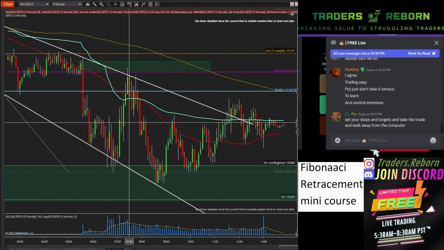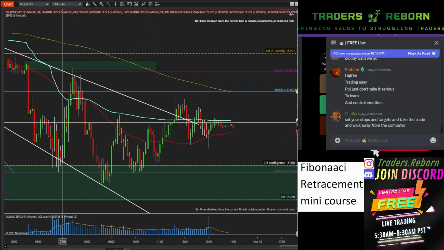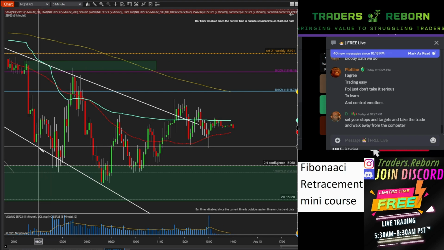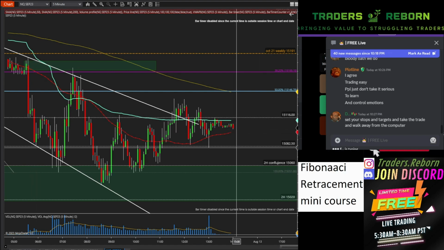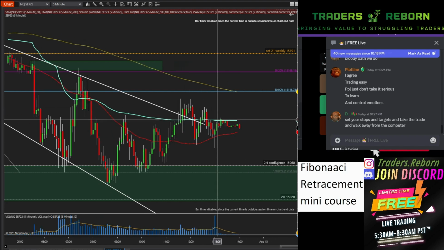I can straight up just draw simple lines like this, and then something like this. I can draw it and I can trade off of this. You know, I don't need anything. I can trade off a blank chart.